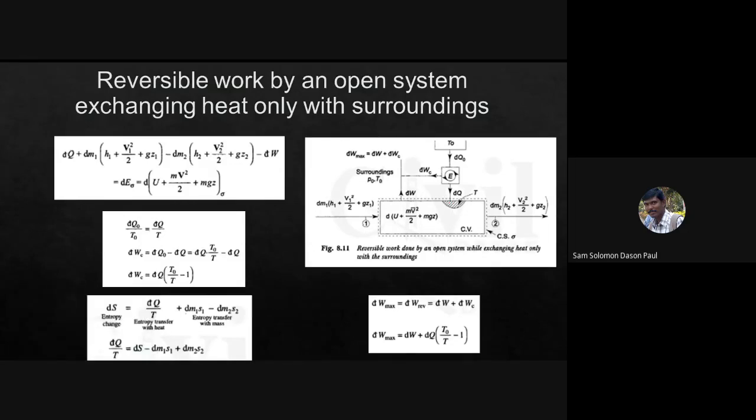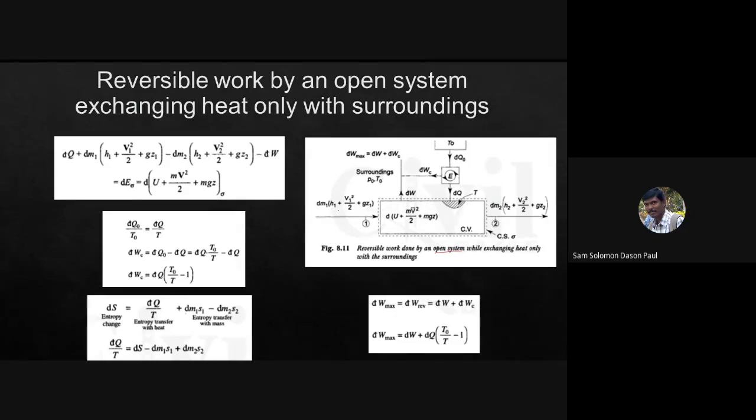If you look at figure 8.1, you can see that this is the device. This is the control volume, and dm1 is the amount of fluid entering this device. dm2 is the amount of fluid leaving this device. So looking at this, you will be able to understand that this is a steady flow energy device, an open system, and this we have already done.